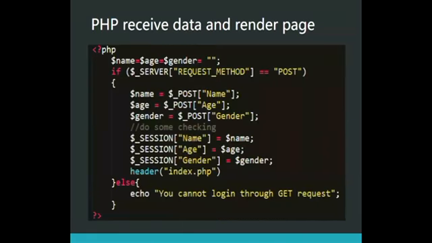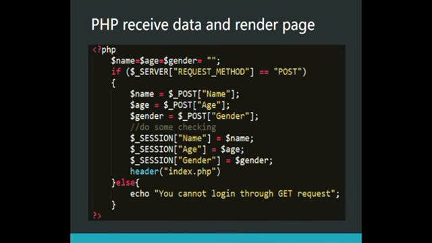And how does PHP receive data? There's a variable defined in PHP, underscore SERVER. You can check the request method, whether it's POST or GET. If it's POST, you can use underscore POST and the key to retrieve data from the request. In that case, remember we send my name, my age, my gender to the server. And on the server side, we retrieve those data by using the underscore POST key names.